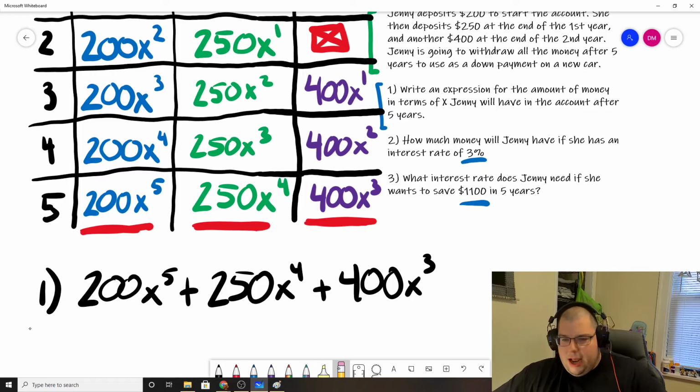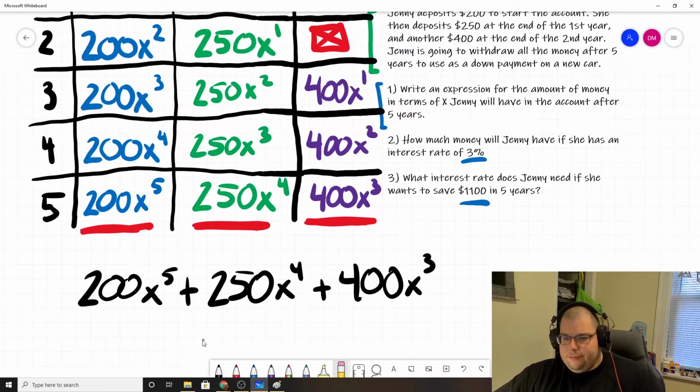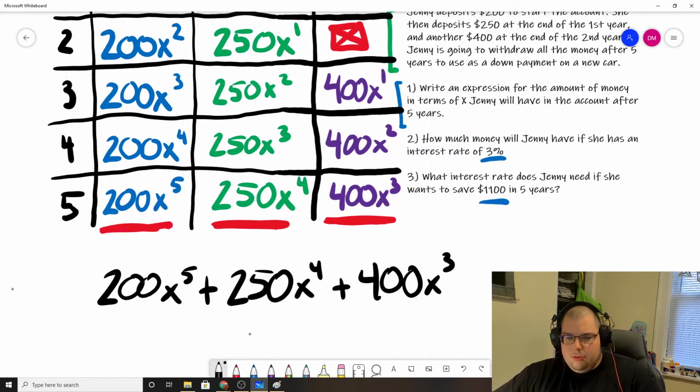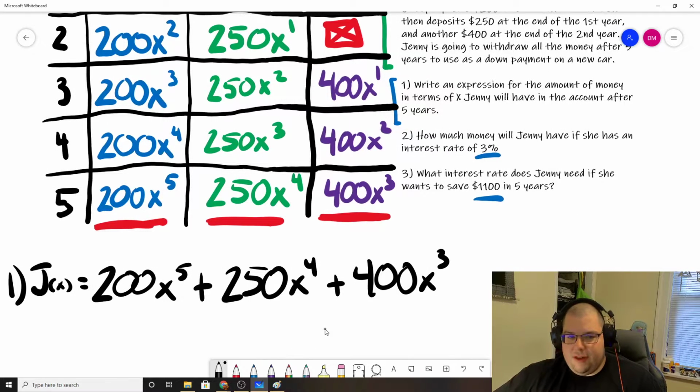And actually, let's do, what should we call this function? We're gonna call it j of x maybe? J of x is equal to 200x to the fifth plus 250x to the fourth plus 400x cubed. So the amount of money in Jenny's account in terms of x is that expression. There we have it. Question 2 asks how much money will Jenny have if she has an interest rate of 3%.